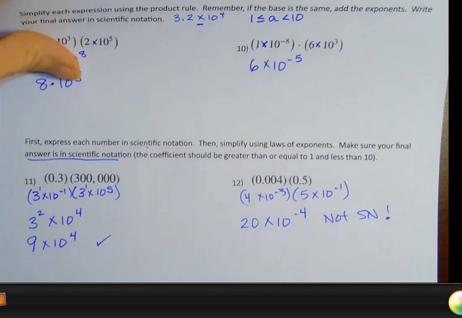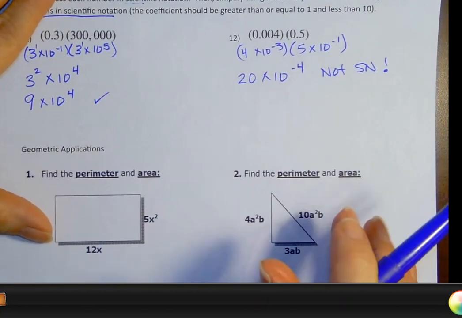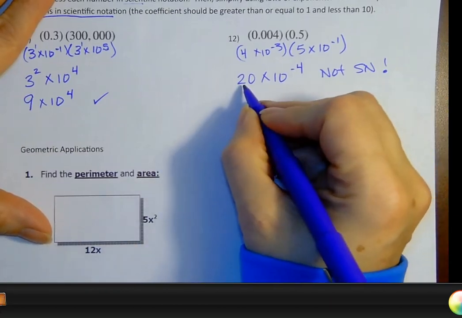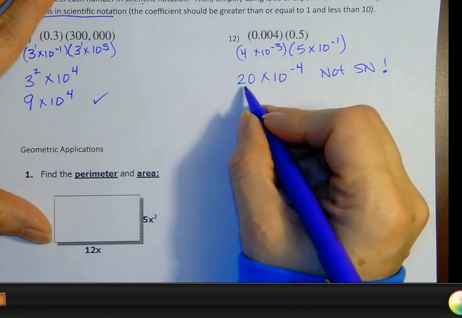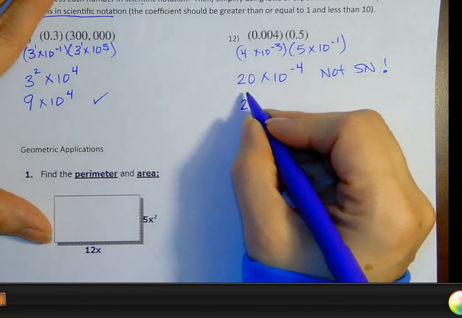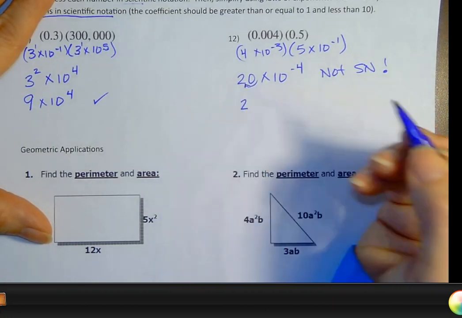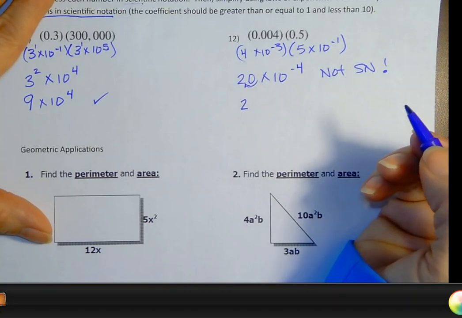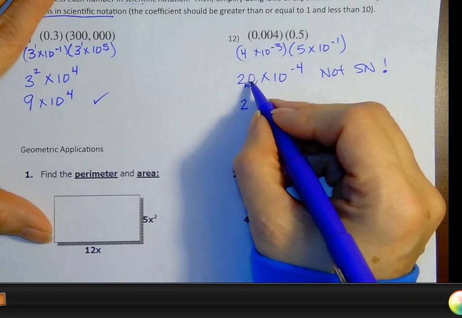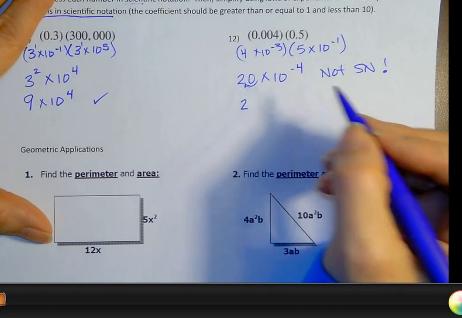Then I have to rearrange. I have to just deal with that. I want it to be 2.0, okay? So instead of 20, I want it to be 2.0. So I'm going to move that decimal over 1 time, okay? And it is a big number, so I'm going to move it over by +1.